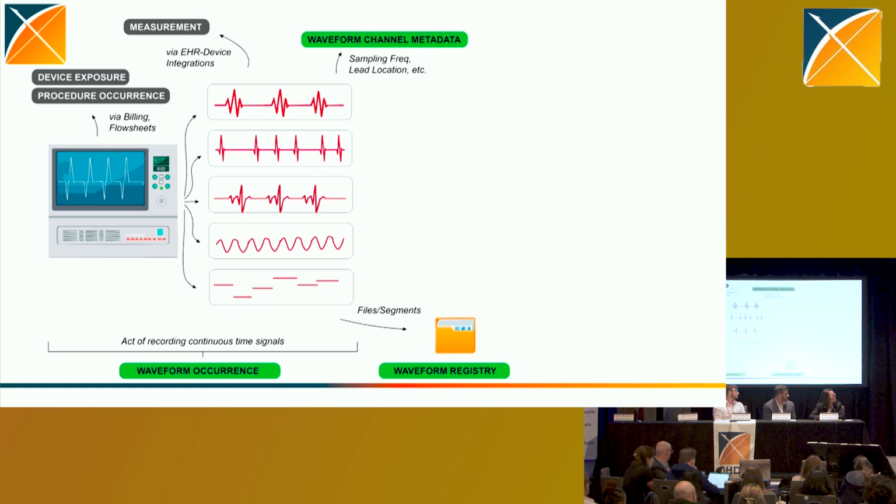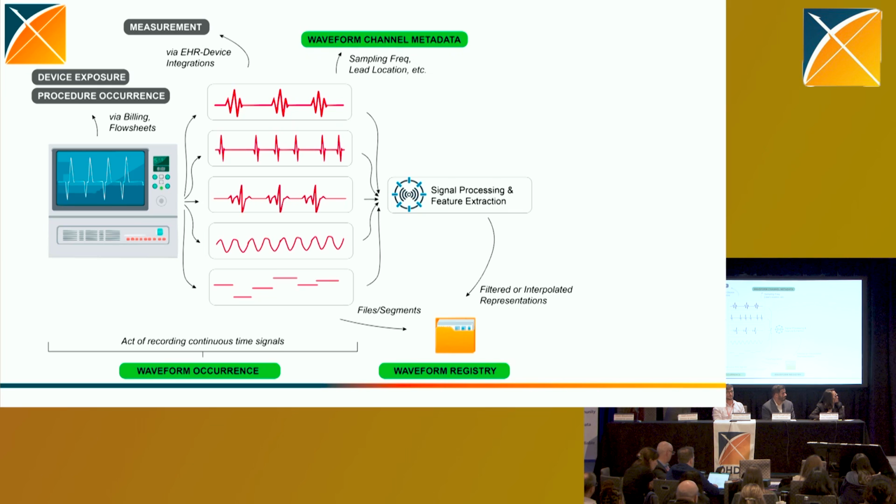The third table is a registry table, which really is trying to catalog all of the files associated with this recording. So what files were captured, how many segments, where are they actually living, how can you get to them, which is very critical. And then let's say you're a researcher and you start processing this, and a lot of times what you do is you filter these signals, right?